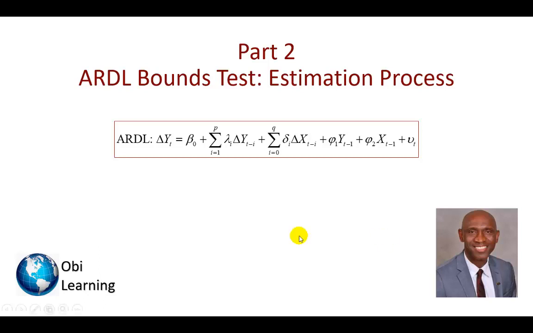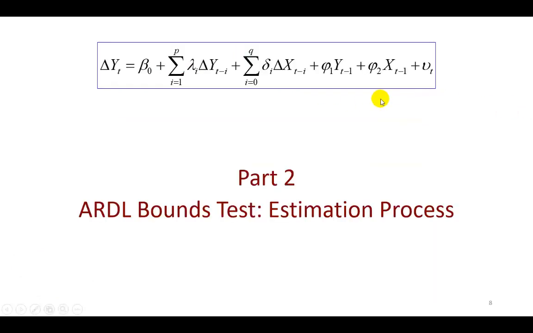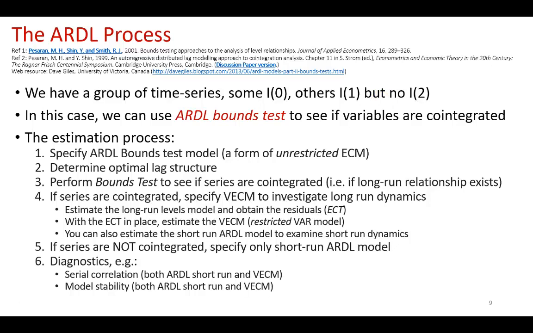In this second part of the ARDL Bounds Test presentation, I'm going to outline the estimation process. And so again, what we're dealing with here is a mix of I0 and I1 time series variables. There's not going to be any I2 involved here. And with this mix, that would obviously not allow us to utilize the Johansen test of co-integration. We're going to have to go with the ARDL Bounds Test in the sense of Pesaran and his co-authors, Shin and Smith, to see if the variables are co-integrated.